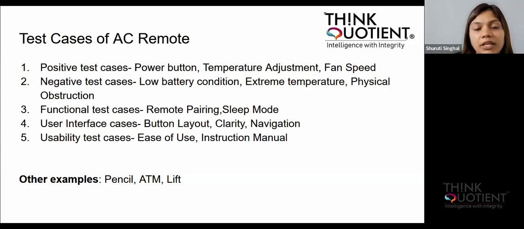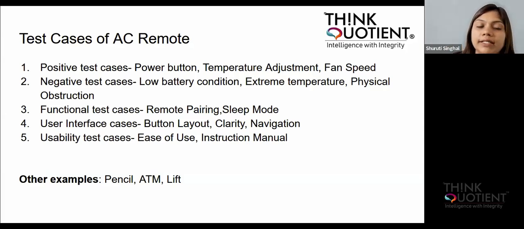How we are able to navigate from one function to another, right? What is the durability of that remote? So that is all about user interface. Next, we could also have usability test cases. There could be a situation where you cannot write so many test cases for a real life entity. So it is not that you have to write so many test cases for every real life entity. You just have to think about what the real life entity is.